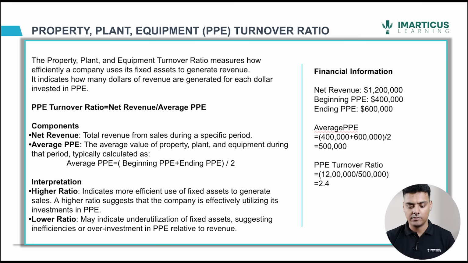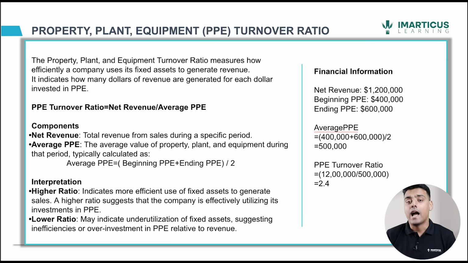Let's look at a numerical. Now, the net revenue of a company is 1.2 million. The beginning PPE is 400,000. The ending PPE is 600,000. This means my average PPE is roughly 500,000 and the PPE turnover ratio is 1.2 million divided by 500,000, or 2.4. What does this mean? This means that for every 1 rupee of PPE, I am able to generate $2.4 worth of sales. I am able to generate a higher amount of revenue using the same property, plant, equipment, right?